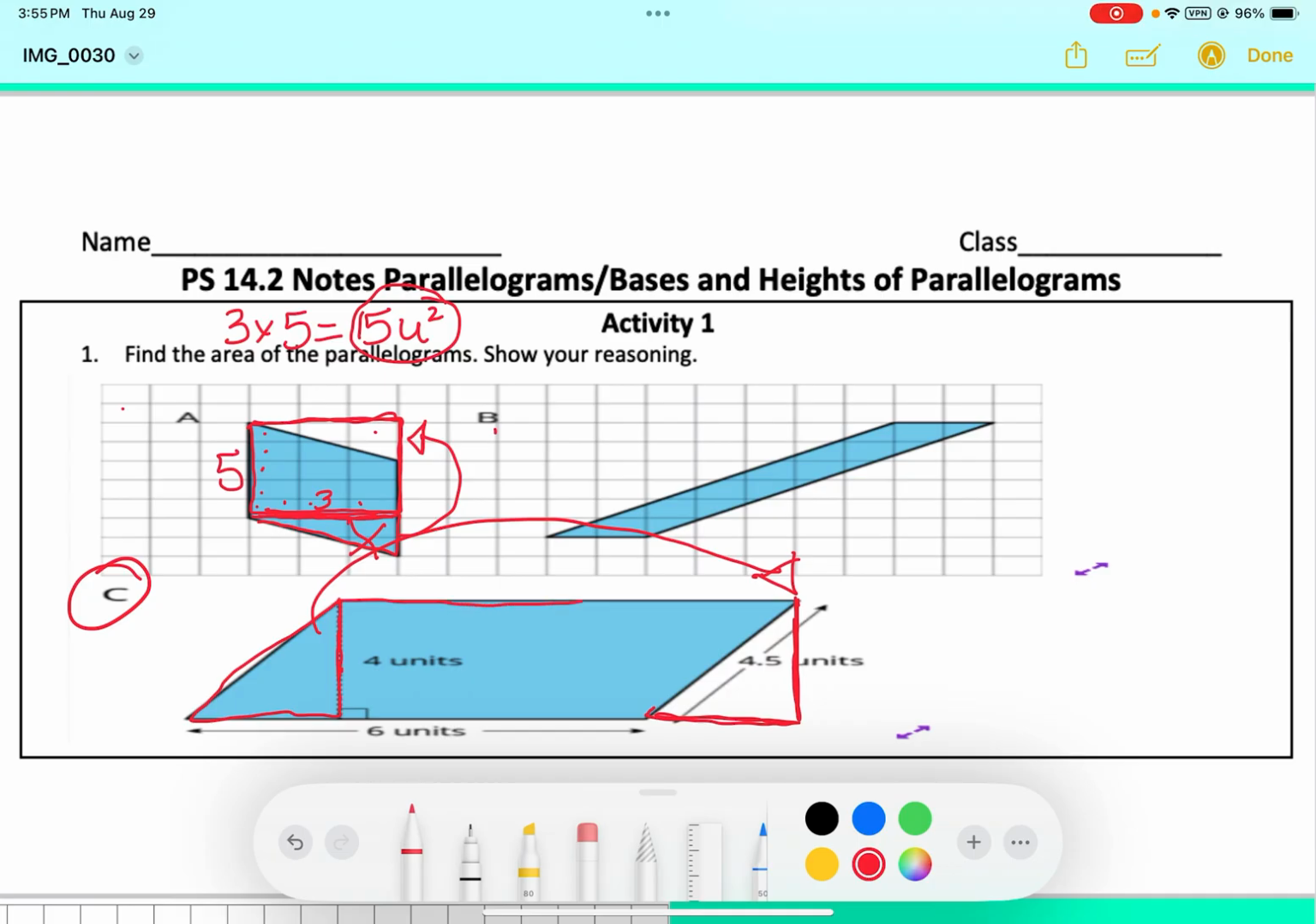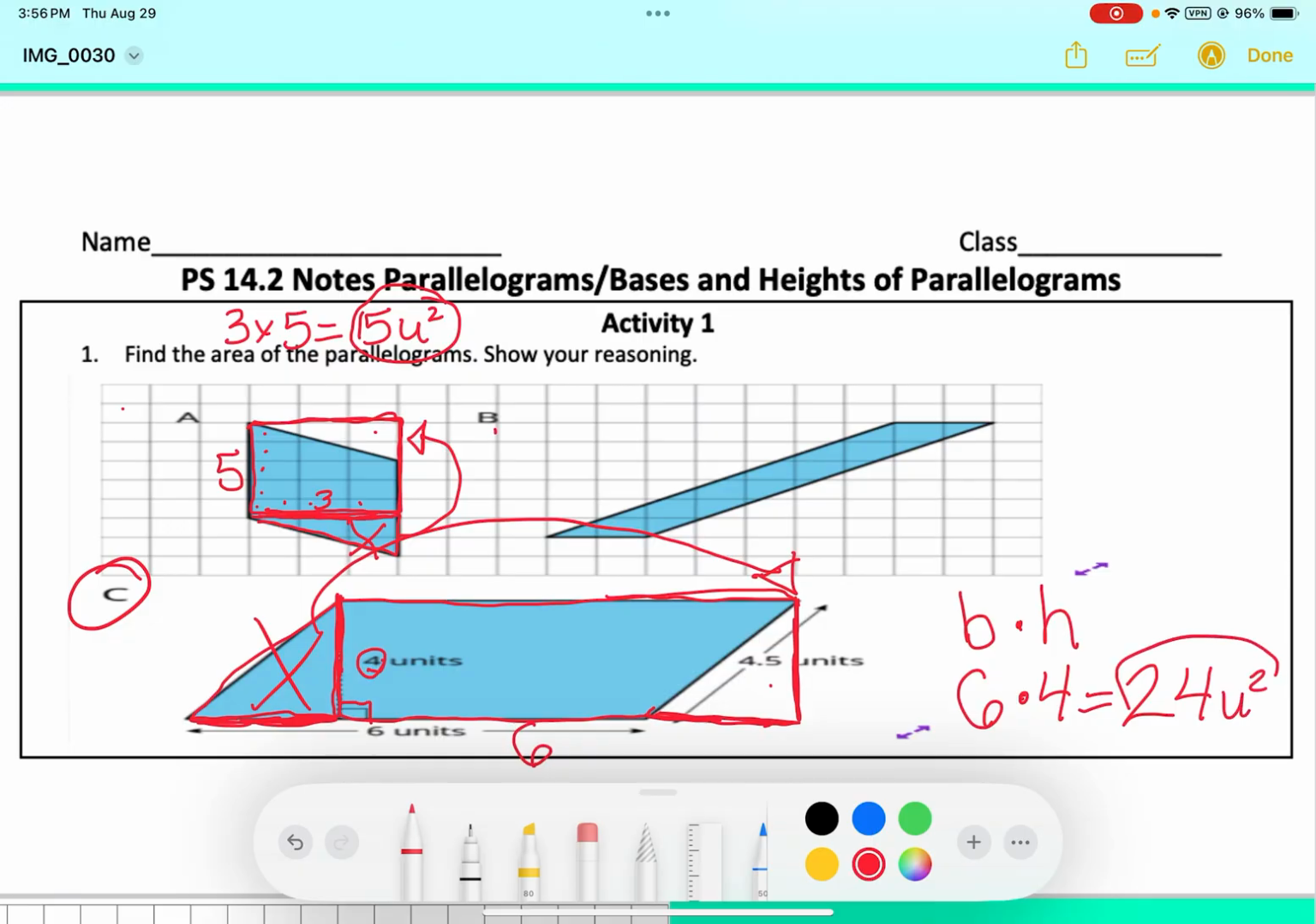So now I just have this one big rectangle. Again, I don't include this triangle anymore because I just moved it over to the right side. Now I just need to know the base and the height so I can multiply them. Even though there was a part right here from the triangle, I moved it over here, so the base is still 6 units. The height forms a right angle with the base and is 4 units. So I'm going to do 6 times 4, which would give me 24 units squared.